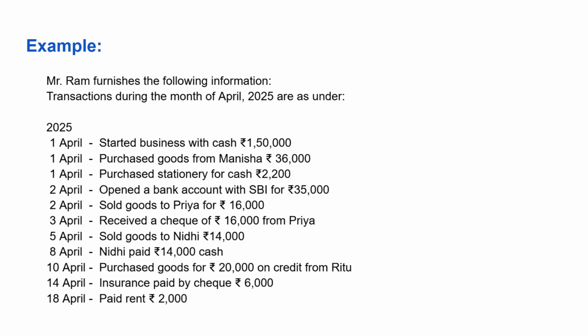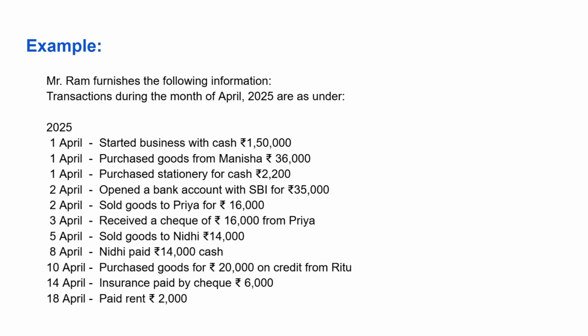2nd April, opened a bank account with SBI for 35,000 rupees. 2nd April, sold goods to Priya for 16,000 rupees. 3rd April, received a check of 16,000 rupees from Priya. 5th April, sold goods to Nidhi rupees 14,000. 8th April, Nidhi paid 14,000 rupees cash. 10th April, purchased goods for 20,000 rupees on credit from Ritu. 14th April, insurance paid by check 6,000 rupees.